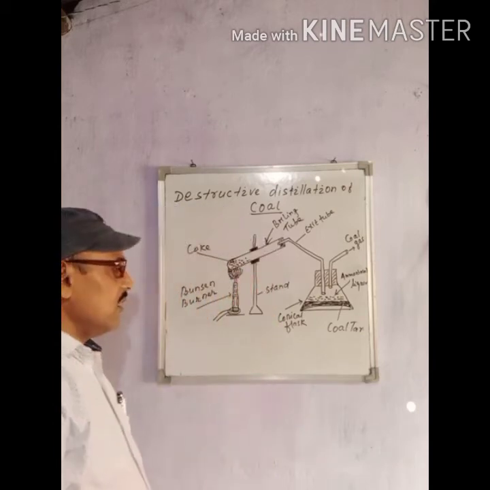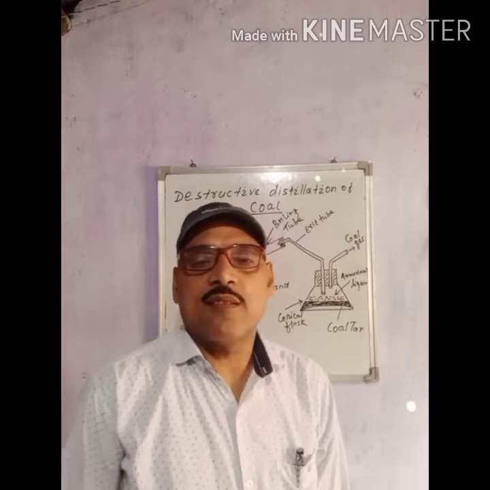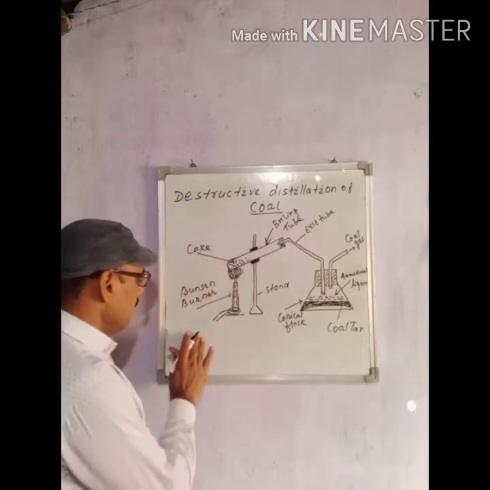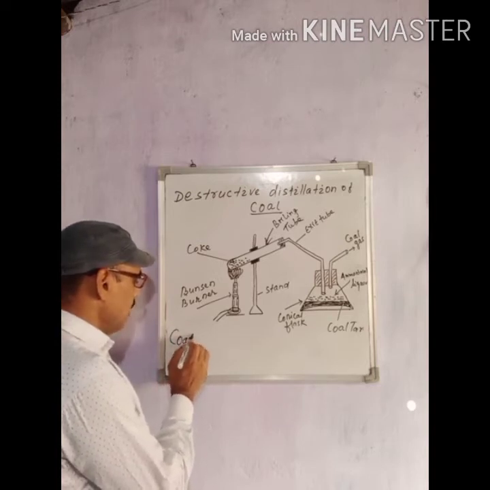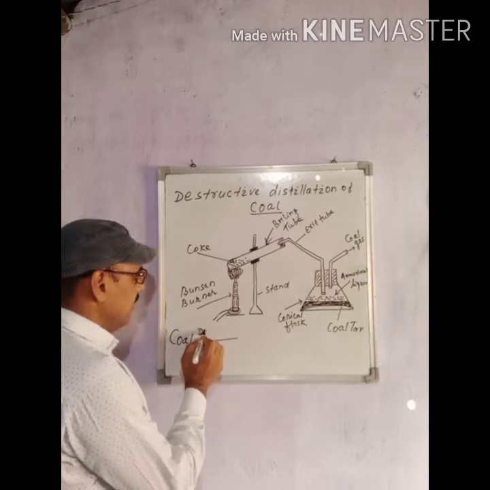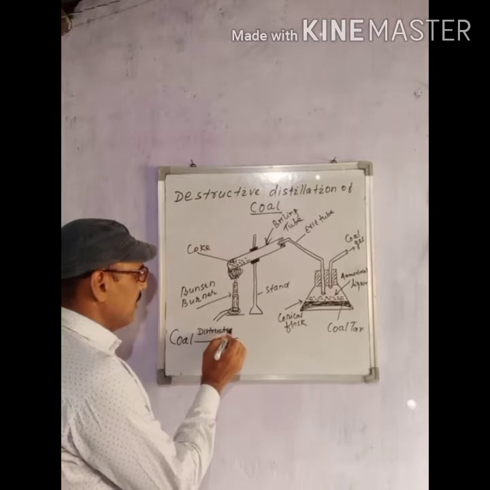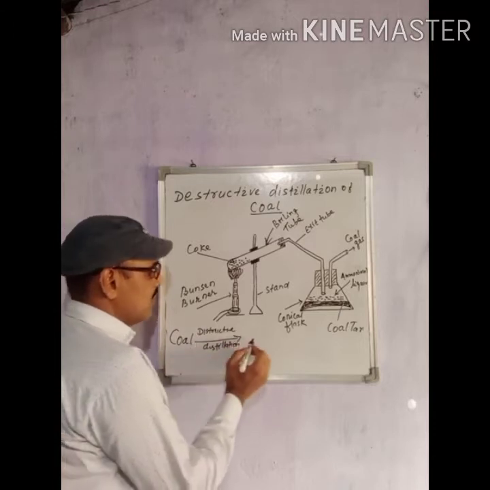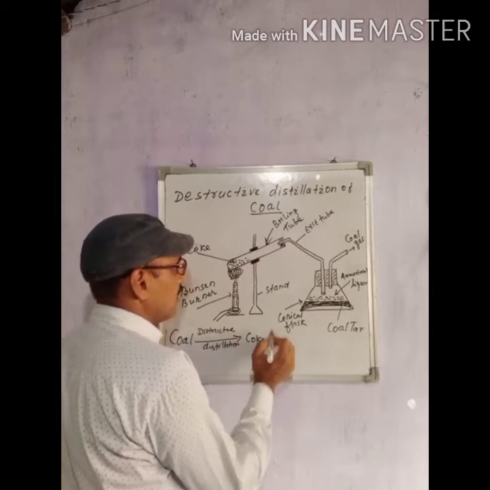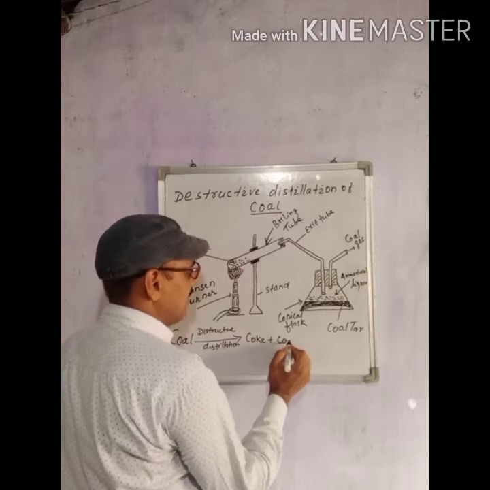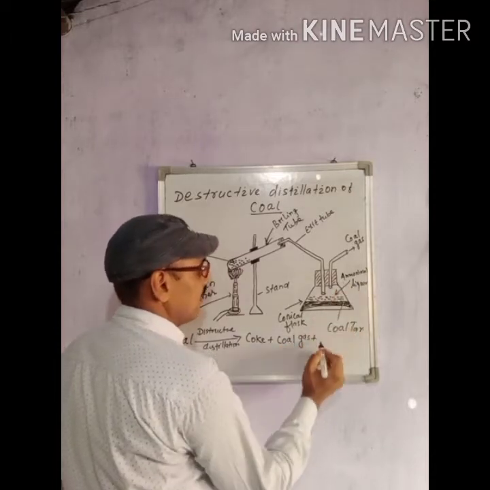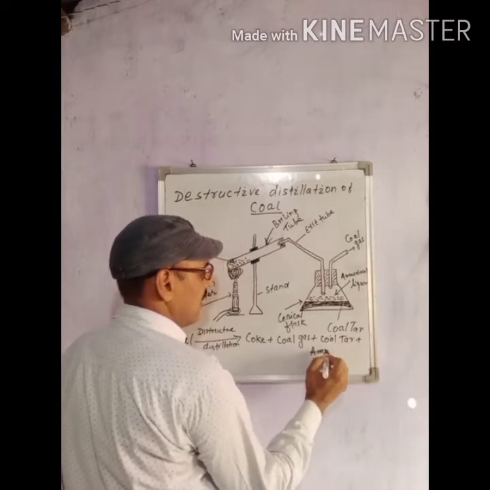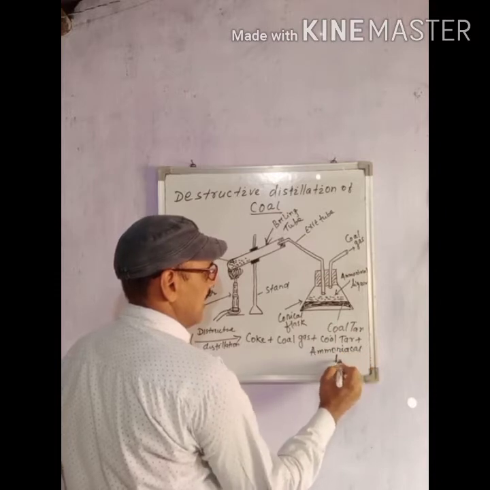So in this process, the destructive distillation of coal is done and we obtain, you can write in this way: coal, destructive distillation, gives out coke plus coal gas plus coal tar plus ammoniacal liquid.